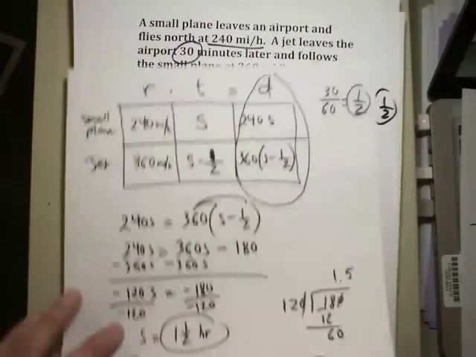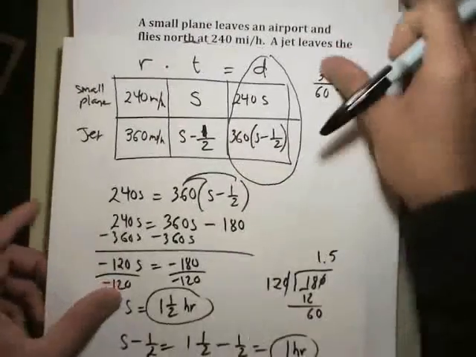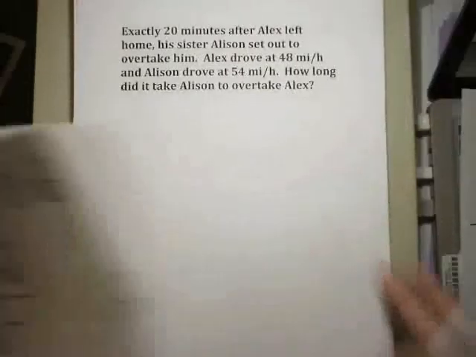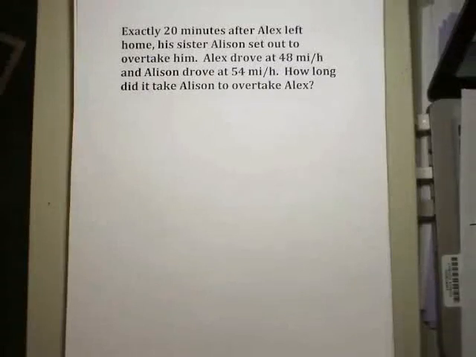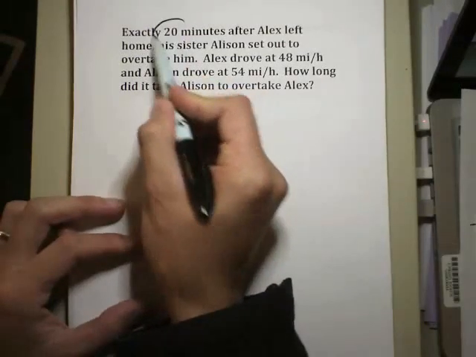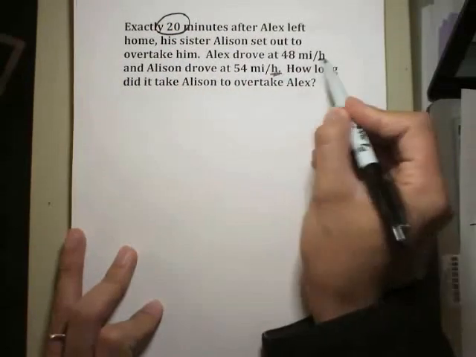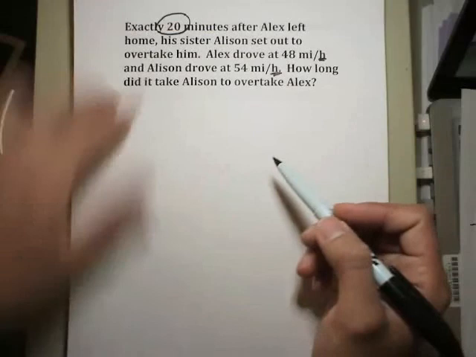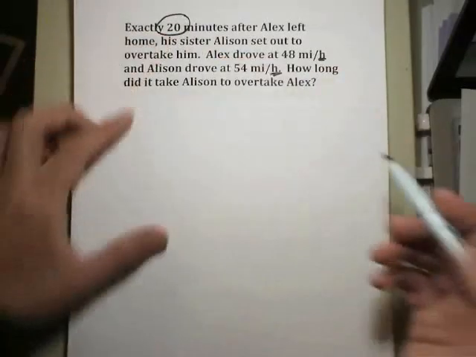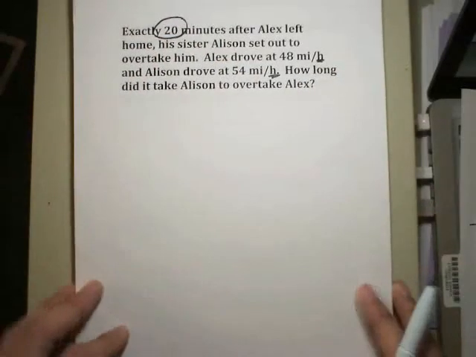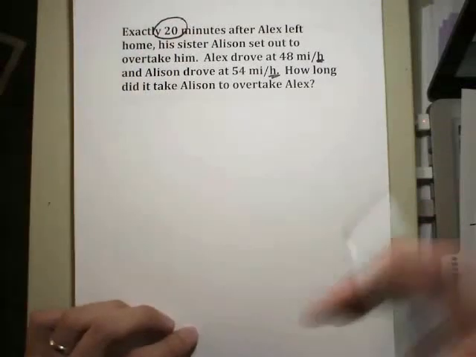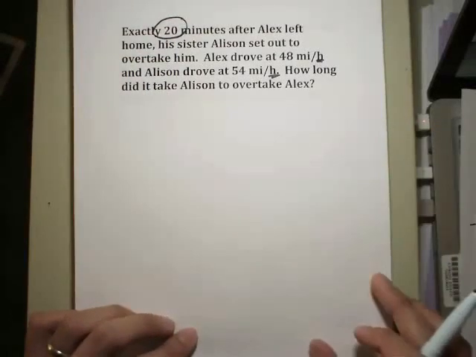Okay, so what I want you to do is go ahead and try this next problem on your own. Try to set up a table and then try to solve. Don't forget about the 20 minutes. You can't leave that in minutes, because notice that the other units are all in hours. So you've got to do a conversion of minutes to hours. Remember, we have 60 minutes in an hour, so we can certainly convert that. And keep that in mind.